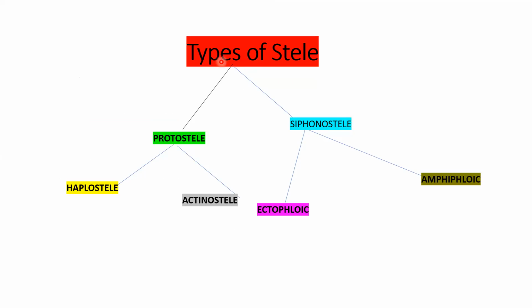Now, different types of steles. Basically, two categories: protostele and siphonostele. Protostele is further of two types: haplostele and actinostele. Siphonostele is of two types: ectophloic and amphiphloic siphonostele.